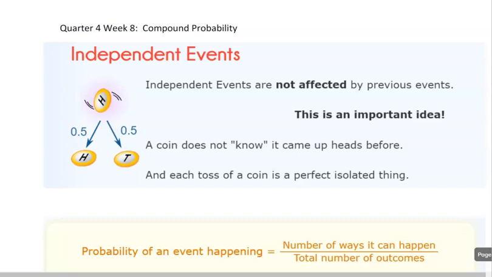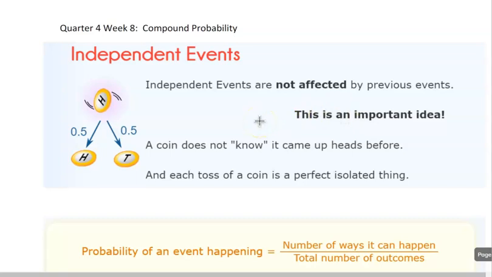Okay, so for our last topic, quarter four, week 8, we're going to talk about compound probability. There's a couple of terms I want to define first, and the first one is independent events. There are two types of events, dependent and independent events. We are going to only focus on independent events this week. These are events that are not affected by previous events.